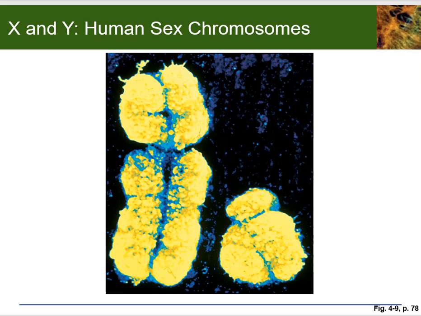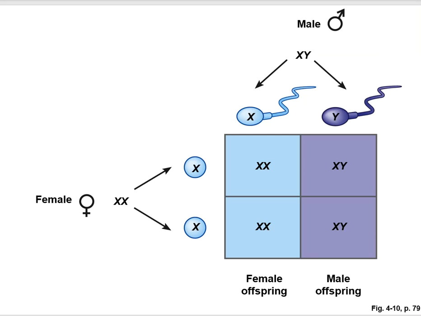Okay, the human X chromosome on the left and the Y chromosome on the right side. The Y is much smaller. The false color scanning electron micrograph shown above shows the differences between these chromosomes. Most genes on the X chromosome are not on the Y. Again, this can give rise to unique patterns of inheritance for genes on the X and Y chromosomes.